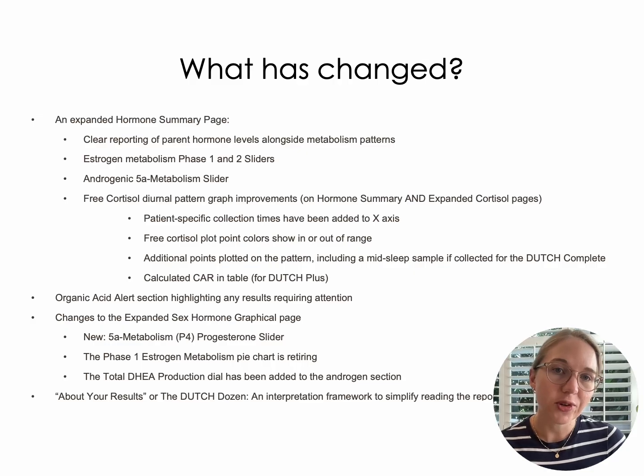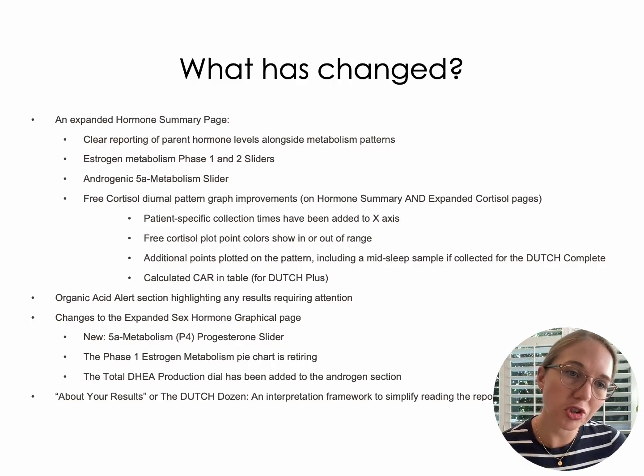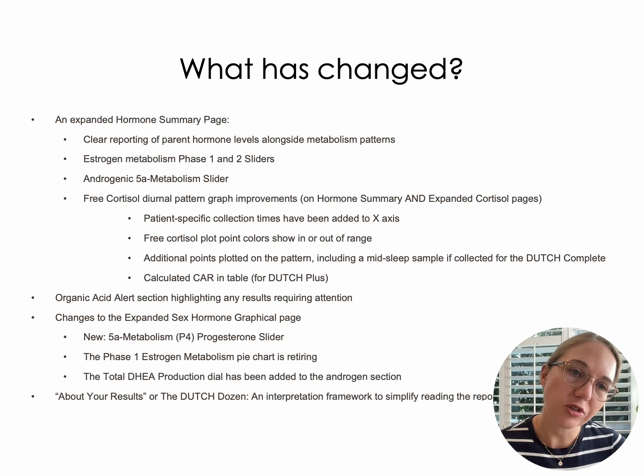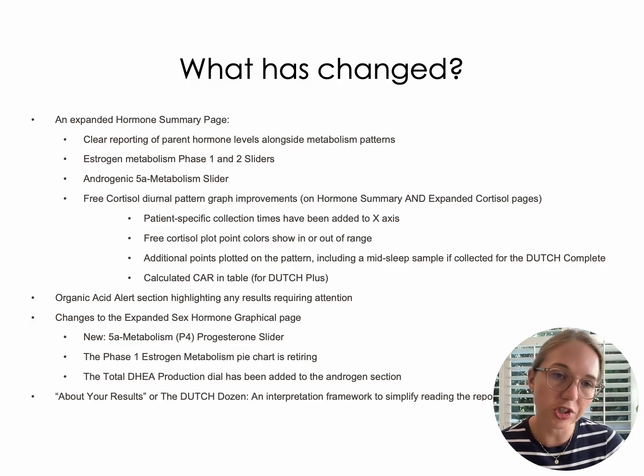Okay, so just to give you a bit of an overview of what has changed. Obviously this is all listed in text format, and I'm going to show you exactly what this all means when I take you through the report. So what has changed? An expanded hormone summary page. There is now clear reporting of parent hormone levels alongside metabolism patterns, estrogen metabolism phase 1 and 2 sliders, and androgenic 5 alpha metabolism sliders.